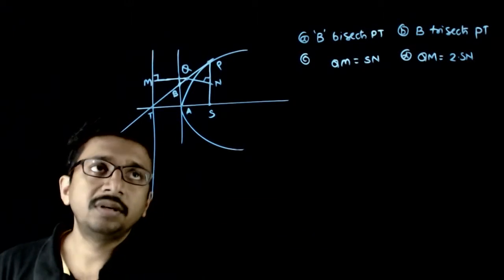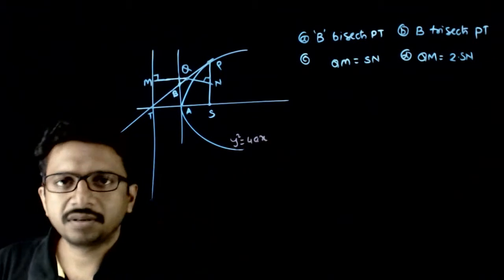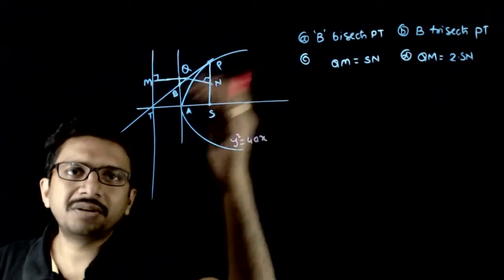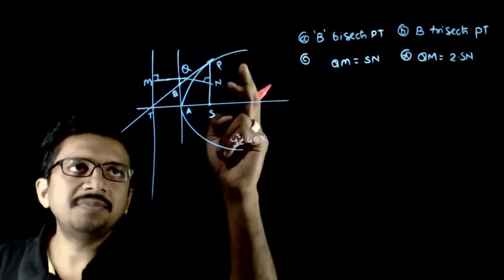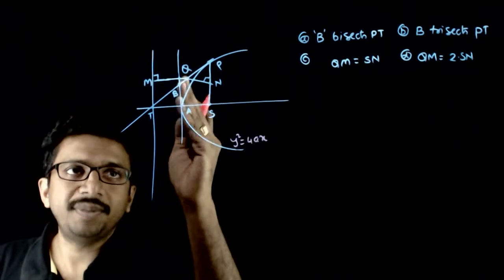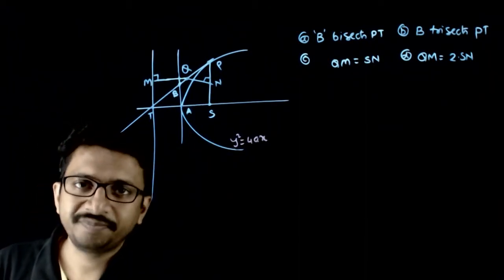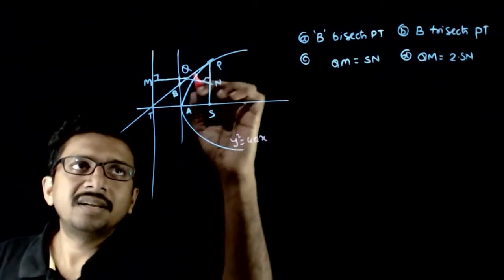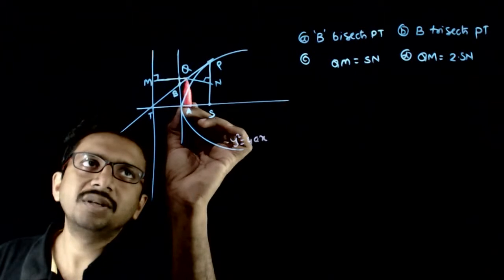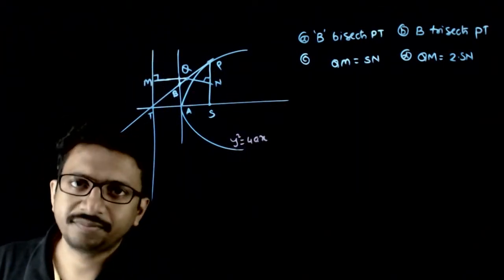So welcome friends. In this question you are given a parabola y square is equal to 4x, and P is any arbitrary point on this parabola. From this P you are drawing a tangent, and this tangent meets the tangent at the vertex, which is the y axis, at B, and the axis of the parabola at T. Q is any point on this tangent, and you have drawn perpendiculars QN onto SP and QM onto the directrix.